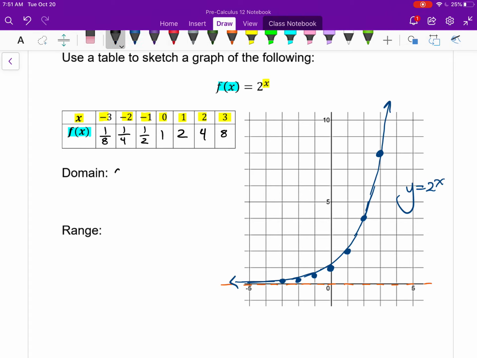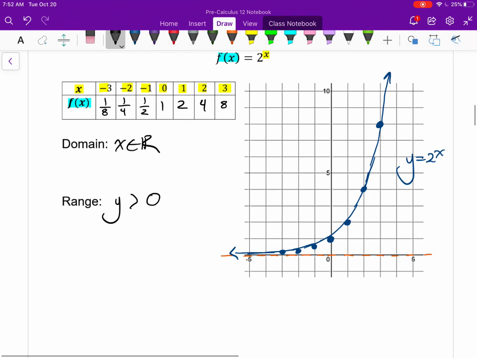The domain is all real numbers, including 0, right? You can put any number you want into an exponent. The range, though, as we can see, is always going to be just greater than 0. Unless you start adding other transformations, all exponential functions will behave like this in terms of having a range greater than 0. All right, so this is an example of what we call exponential growth.